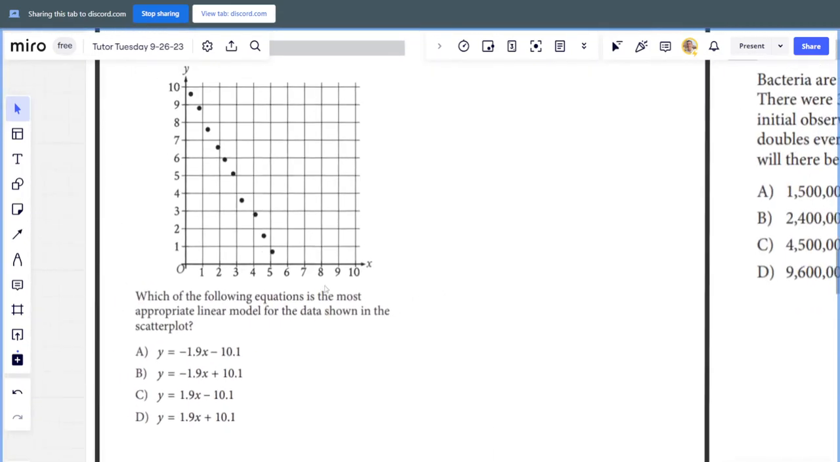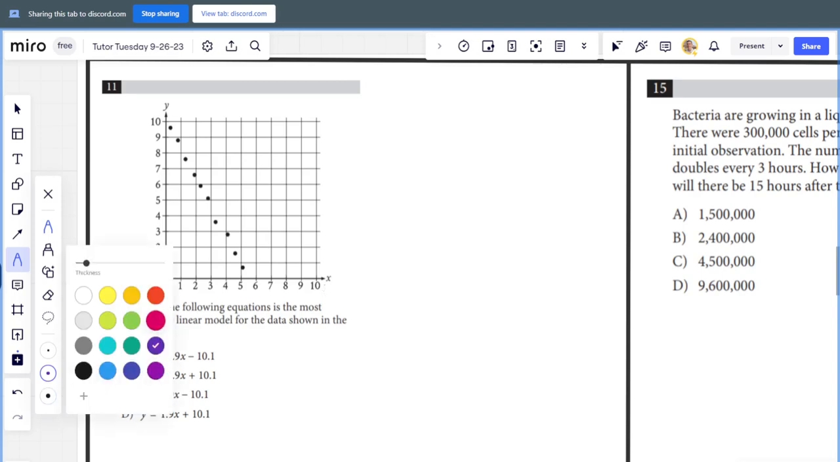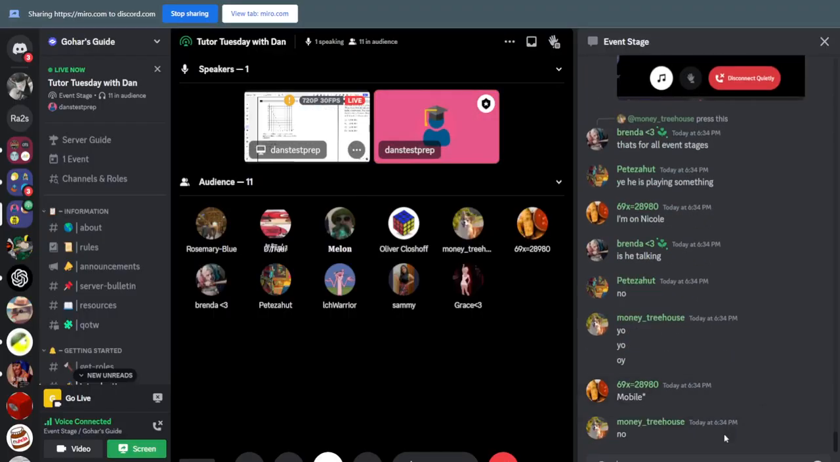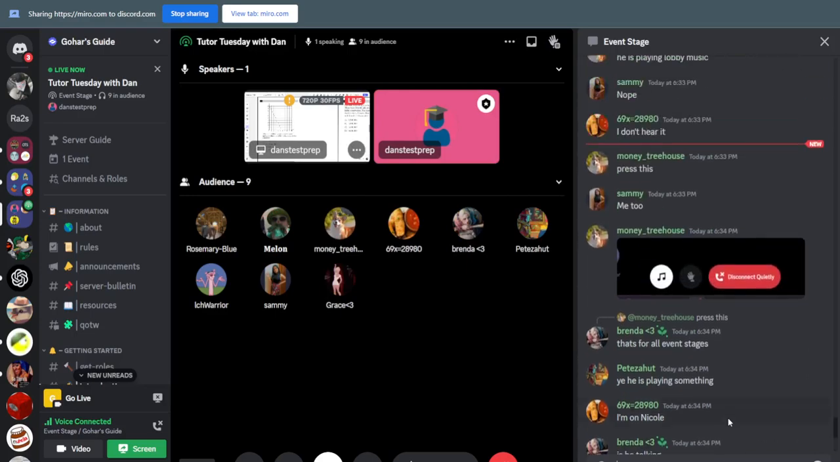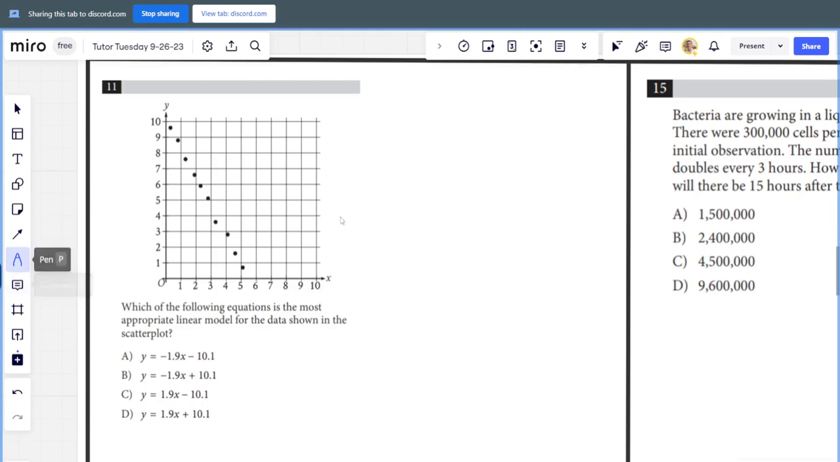So let's start with our first SAT question. This one says, which of the following equations is most appropriate linear model for the data shown in the scatter plot? Okay. What do you guys think in the chat? Alright. Maybe I'll come back to you guys later.